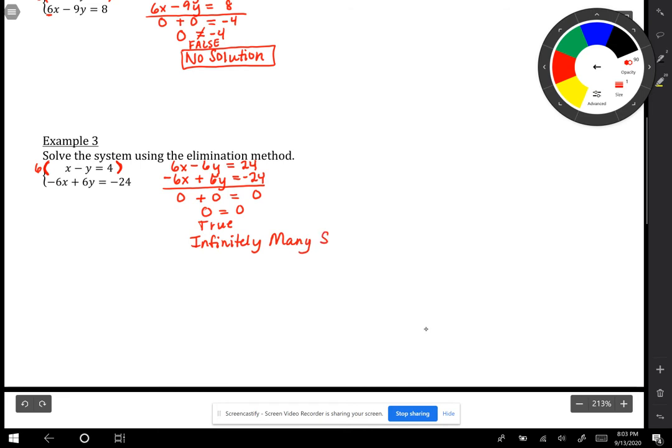I can do these problems all day. I love elimination. This is my favorite chapter.